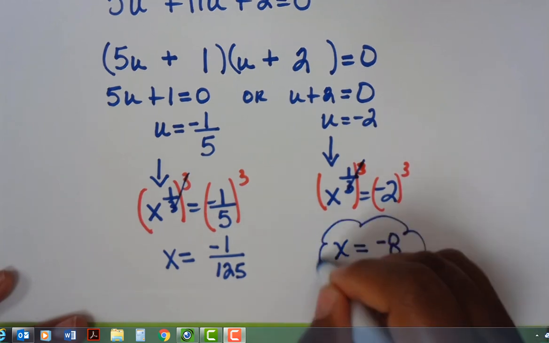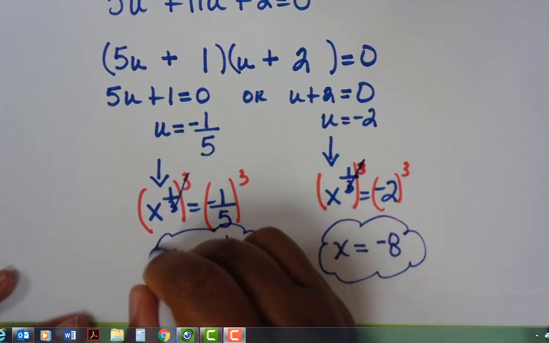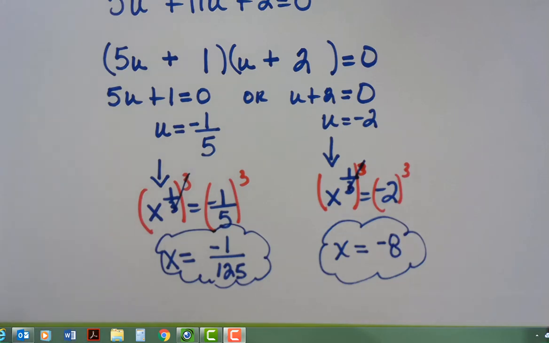And then we can go back and check our work. For time's sake, I'll let you check it on your own, but these are the solutions that we have for this example: negative 1 over 125 and negative 8.